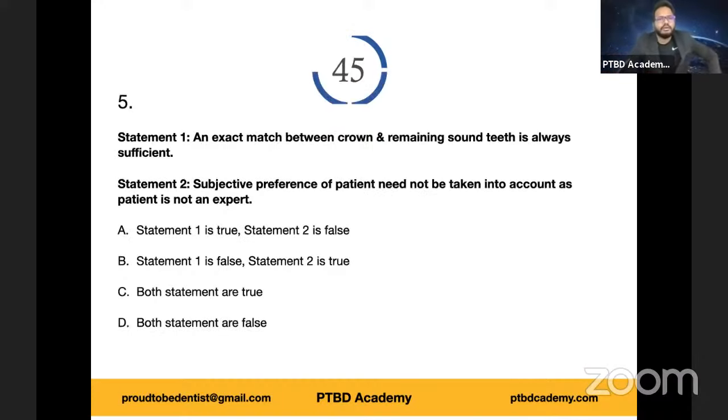Now let's move on to the next question. Two statements. Statement 1, an exact match between crown and remaining sound teeth is always sufficient when you're going for shade selection. Statement 2, subjective preference of patient need not be taken into account as patient is not an expert. So what do you think? Statement 1 is true, statement 2 is false. Vice versa. Both statements are true, both statements are false.